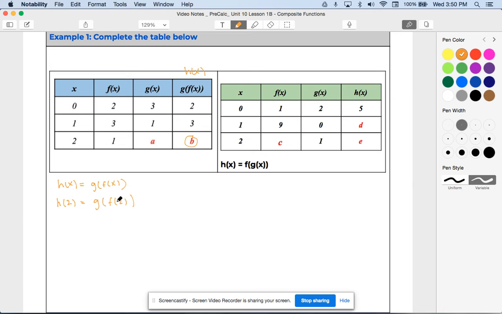And so we want to figure out f of 2, which we can because f of 2 is given right here, right? And how do I know that? Well, this notation is the same as f of 2, right?